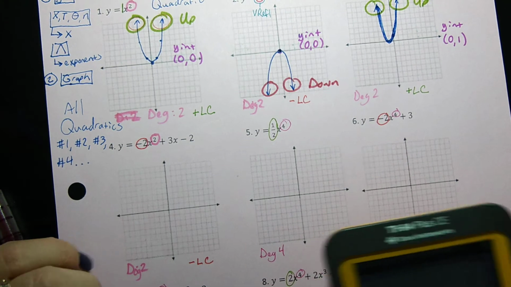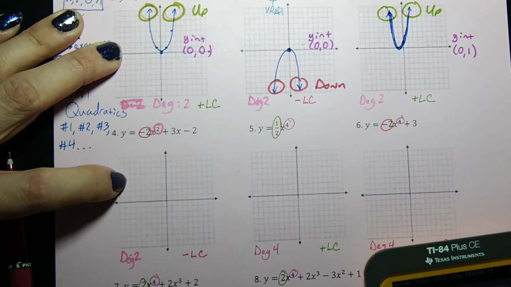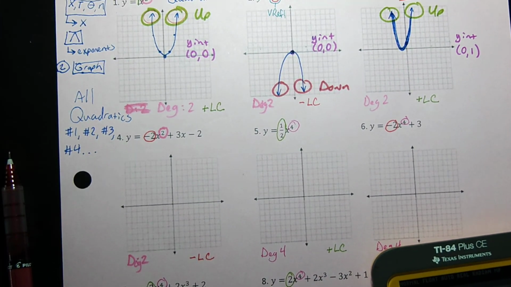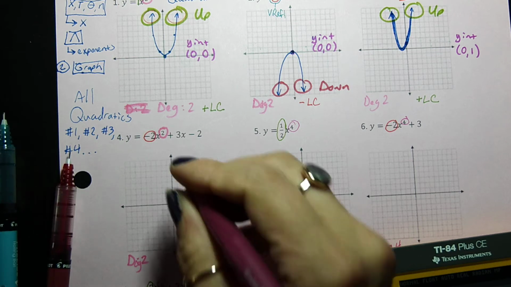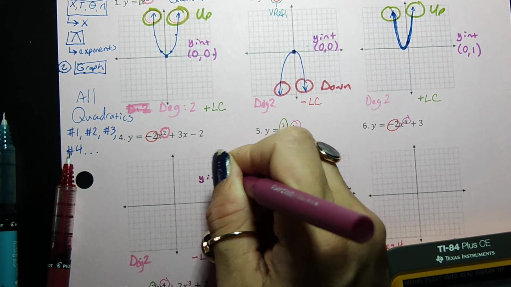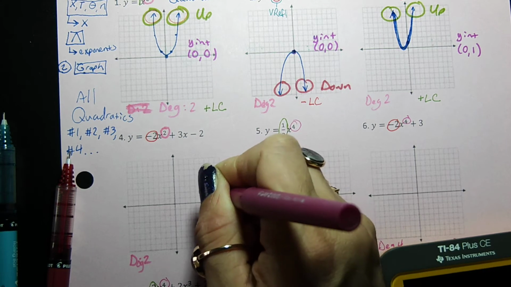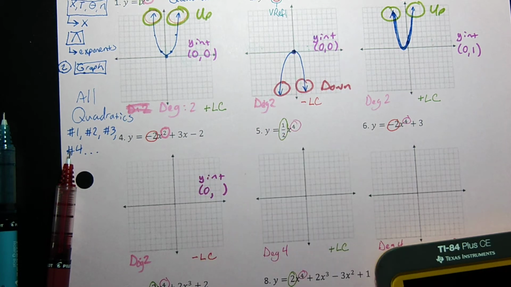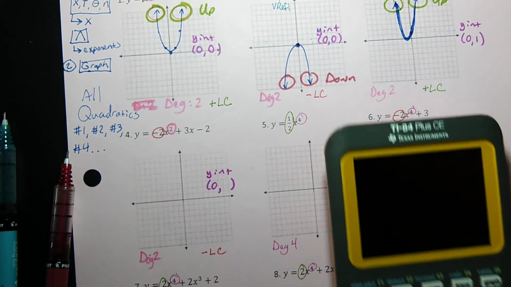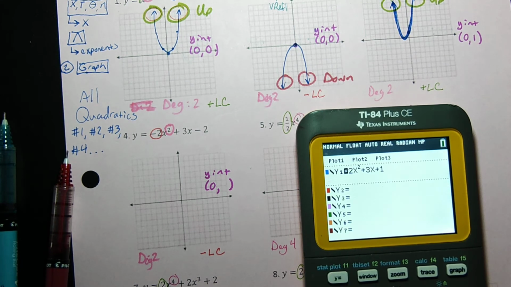So let's see what happens with this next one. Now, before we type it in on our calculator, make a prediction. Where do you think the y-intercept will be? It's got to be 0 something. And which way do you think the arrows are going to go? Are they going to go up or are they going to go down? Up or down. So just make a prediction. And now let's test that theory.